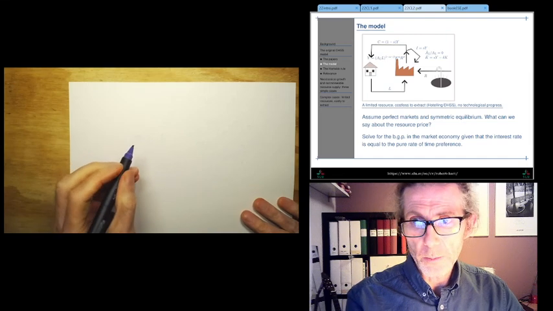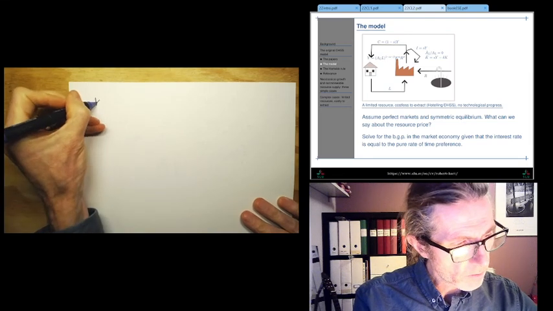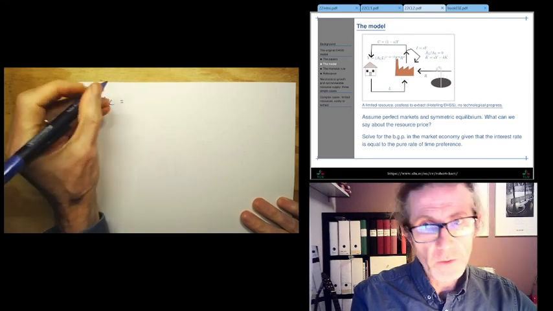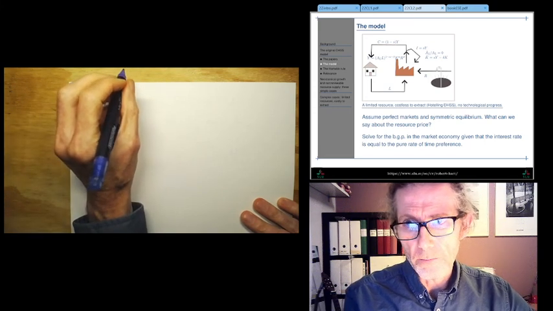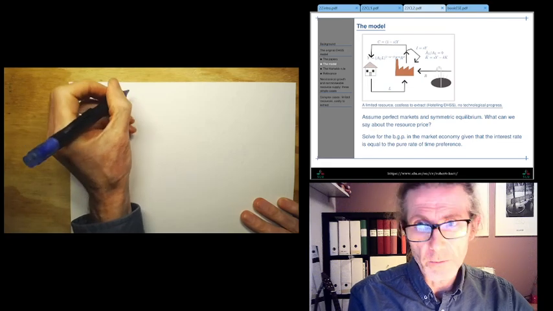Well, we're told there's a balanced growth path. So, k dot over k must be constant. Right, we've already done that, haven't we?